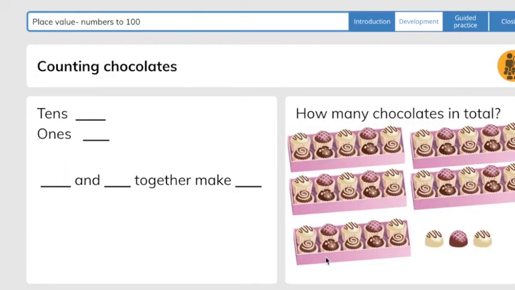Now let's look at this picture. I want you to pause the video and count how many tens you have and how many ones you have in this picture. Then hit the play button when you are ready. Alright, count with me. Ready? 10, 20, 30, 40, 50. So we have 5 tens and 1, 2, 3 ones. So that means that 50 and 3 together make 53. So we have a total of 53 chocolates.